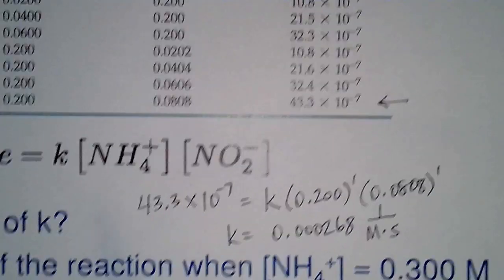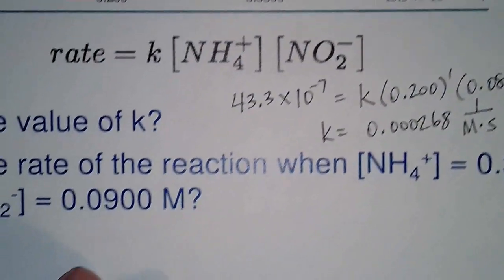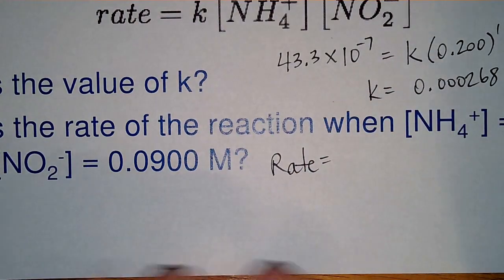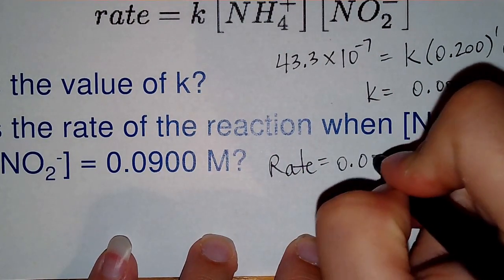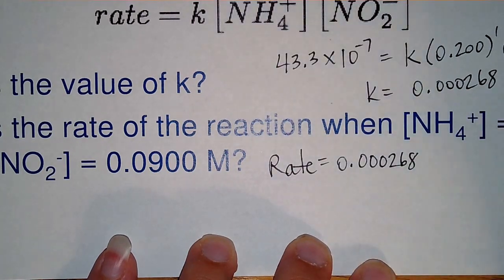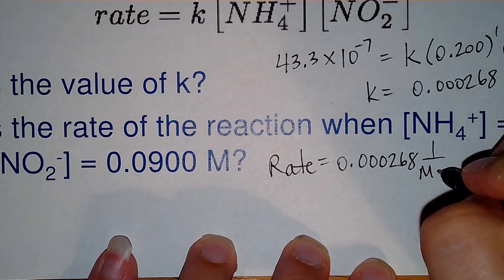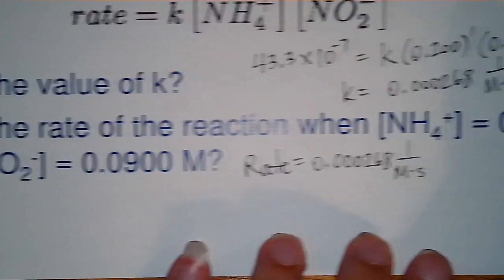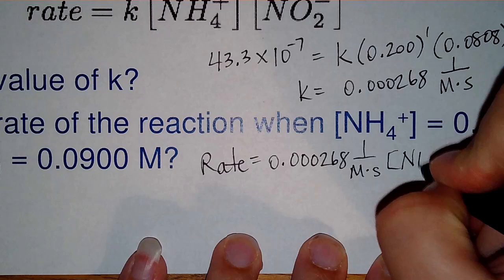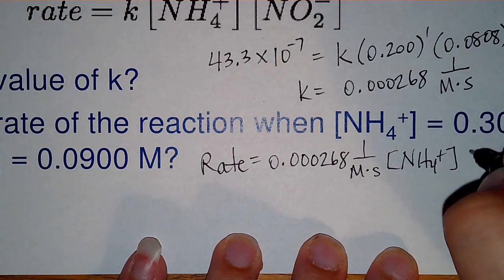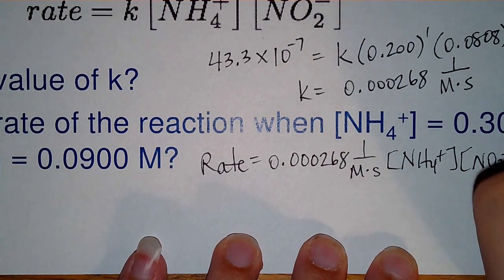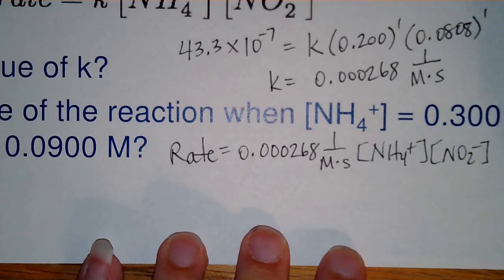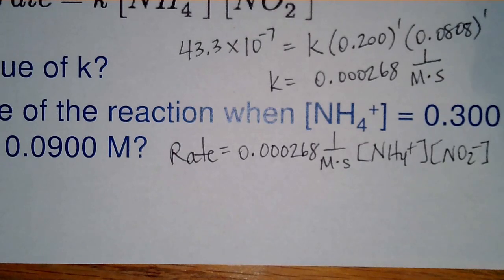Alright, once we have our rate law, our rate law says that rate is equal to 0.000268, 1 over moles per liter per second, times NH4 plus to the first power times NO2 minus to the first power. So this would be our rate law. Now we can fill in any values of our two reactants to get the rate.